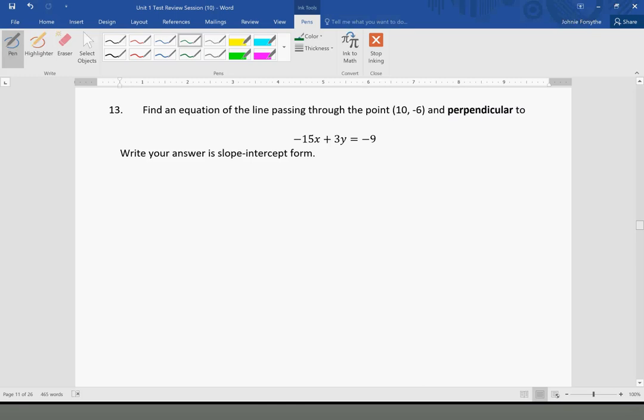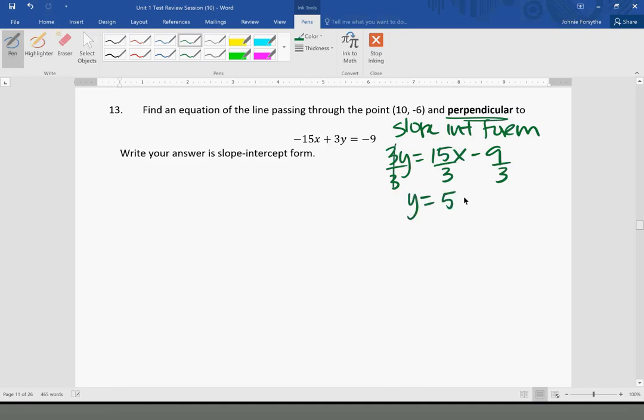All right, so now the equation of the line passing through the point and is perpendicular to this equation. So we need to figure out the slope of the given line. Let's put it in slope-intercept form. So we're going to start by adding 15x. So we have 3y equals positive 15x minus 9. Then divide by 3 everywhere. So we have y equals 15 over 3 is 5, x minus 9 over 3 is 3. So the slope of the given line is 5.